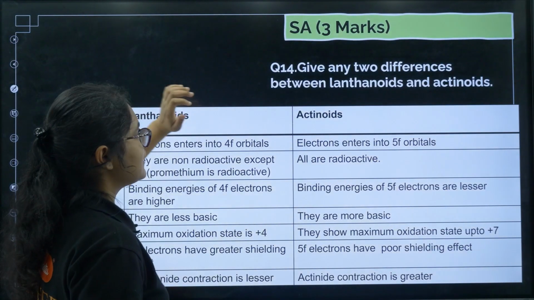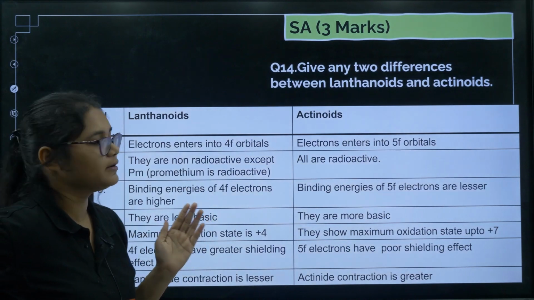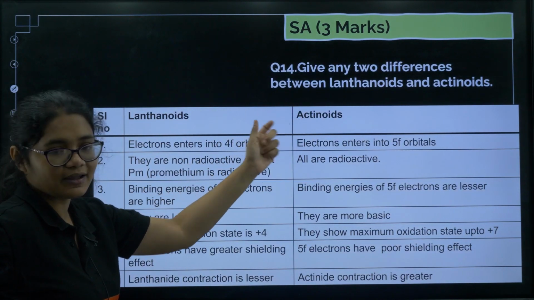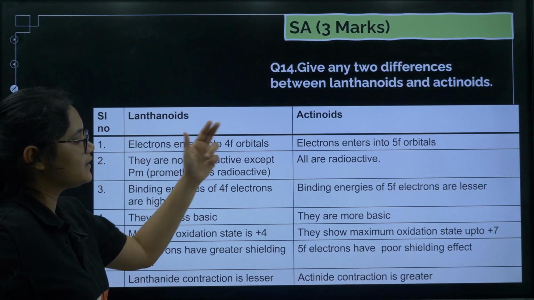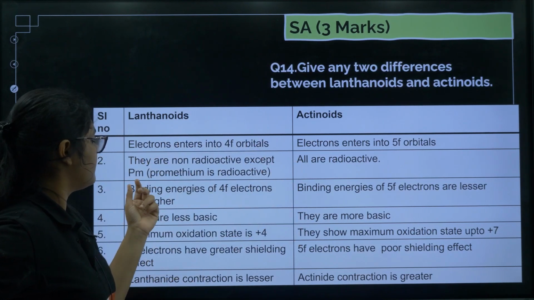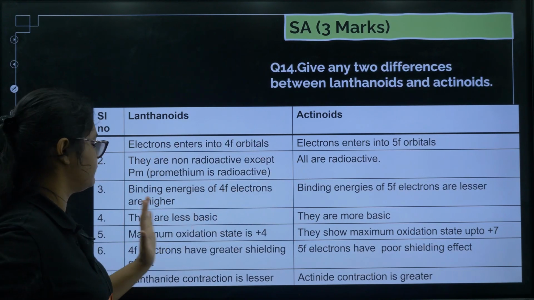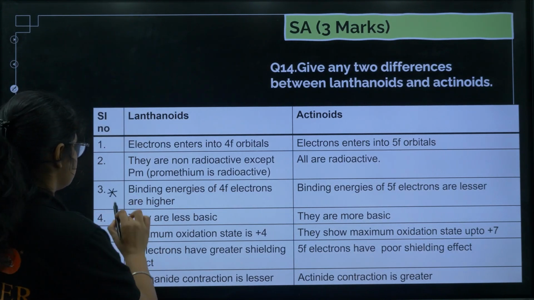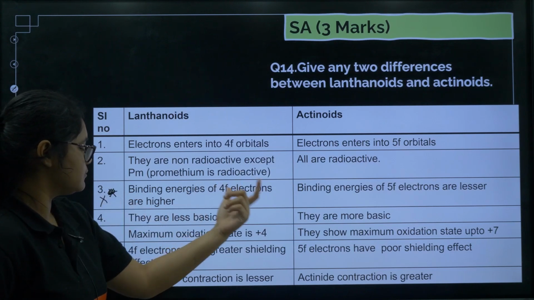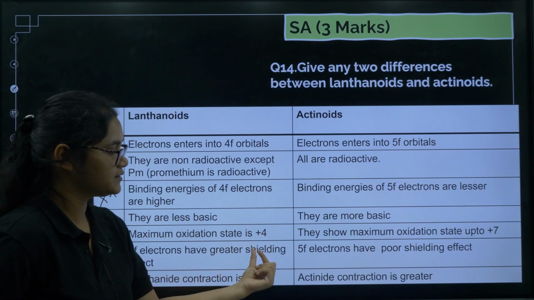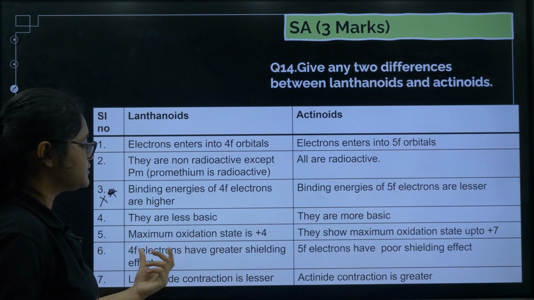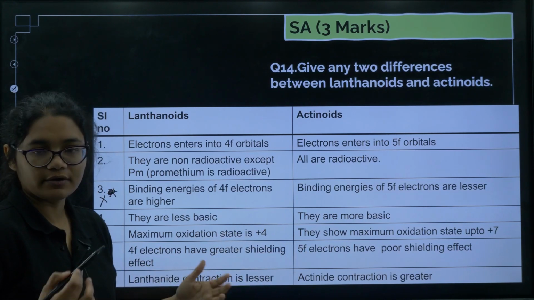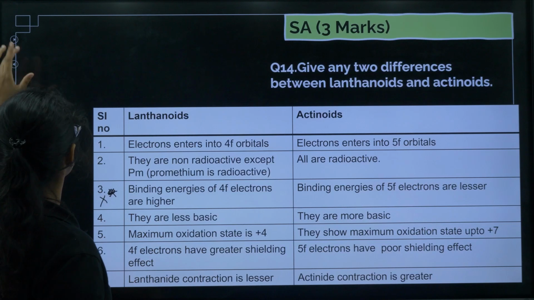Next I will see lanthanides and actinoids difference. You can write down any 3 points. Electrons enter into 4f orbitals, electrons enter into 5f orbitals. Non-radioactive, radioactive. Binding energies are higher, but if you don't want to write this point, that is also fine because we have not explained this one. So this is not required, I am cutting. Less basic, more basic. Maximum oxidation state is +4, there it is +7. Greater shielding effect, they have poor shielding effect. Lanthanide contraction is lesser, actinide contraction is more. Any 3 points you can write down.